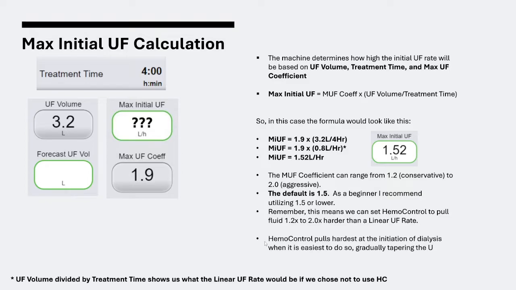Keep in mind, as we've said previously, that HemoControl will pull the hardest at the initiation of dialysis when it's easiest to do so, and gradually taper the UF. I missed an F there.